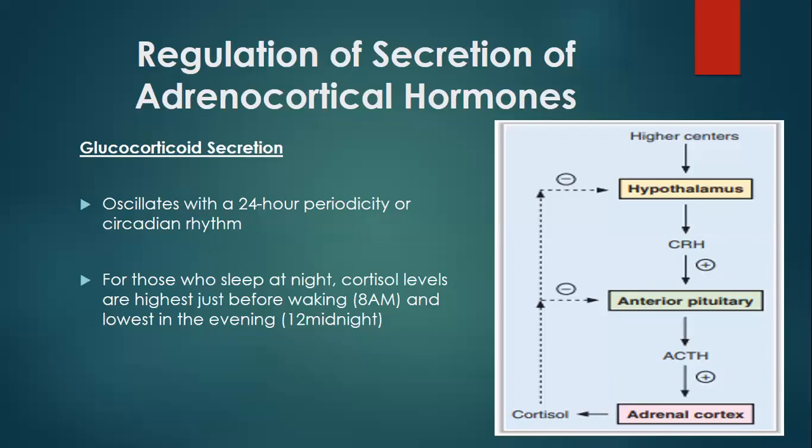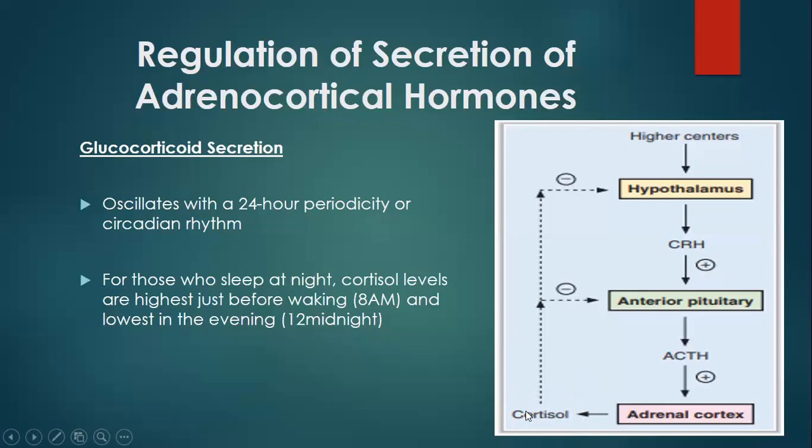ACTH also upregulates its own receptor, so that the sensitivity of the adrenal cortex to ACTH is increased. And chronically increased levels of ACTH cause hypertrophy of the adrenal cortex. Now, supposing you have sustained production of your steroid, particularly your glucocorticoid, which is cortisol in this case, what happens?